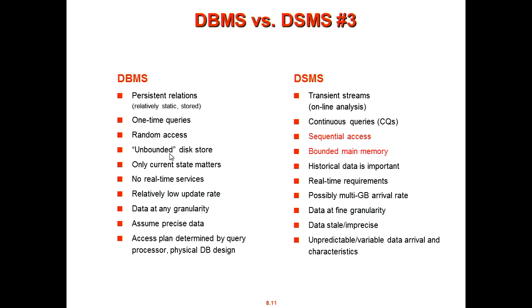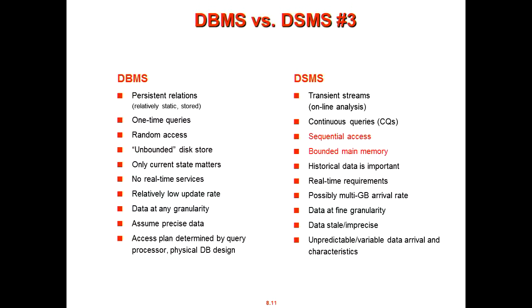In DBMS, you can assume that you have a very huge disk store for storing the data. But in DSMS, we only have bounded main memory for query processing. We use main memory because in DSMS, normally we are trying to do real-time query processing. So using memory is able to satisfy the real-time requirements. But if you do queries over disk, then the query processing time will be very long. And the memory is bounded, so we are not able to do the entire data stream scan. So we can only store the summary.